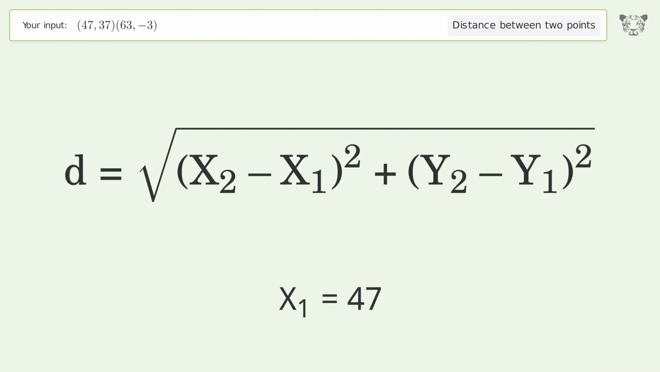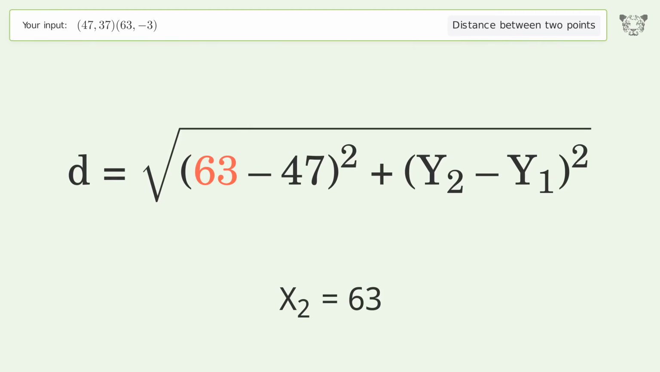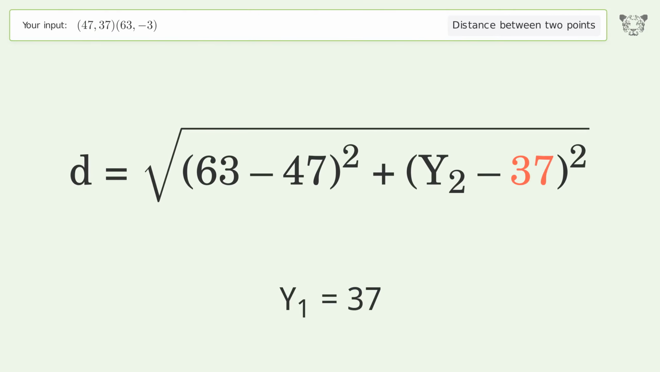x1 equals 47. x2 equals 63. y1 equals 37. y2 equals -3.